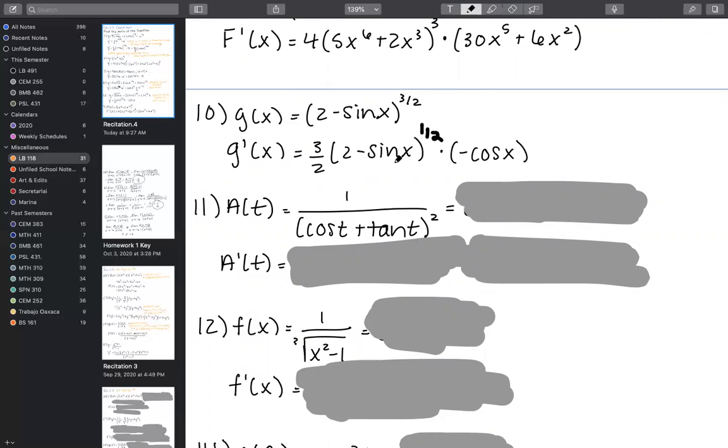So 2 is a constant, does not have a derivative. The derivative of sine should be cosine, but in this case, we have a coefficient of -1. And so the derivative is going to be negative cosine x.